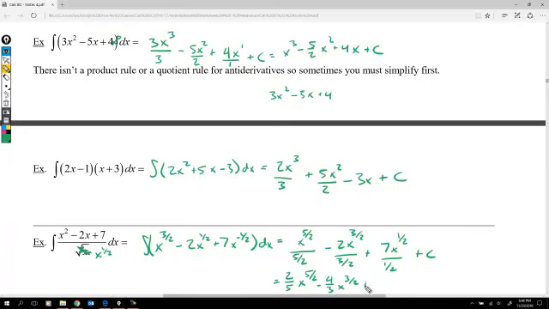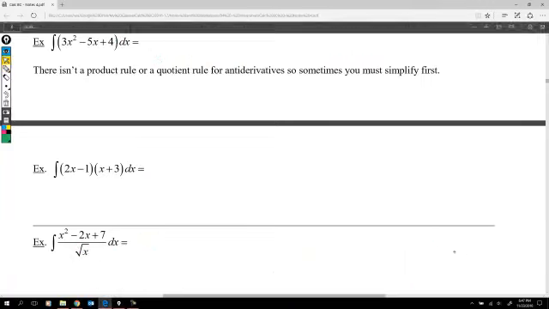All right, and then plus 7 times 2 is 14 x to the 1 half plus c. And here is my original equation, or we can call this the general equation. All right, let's keep going.